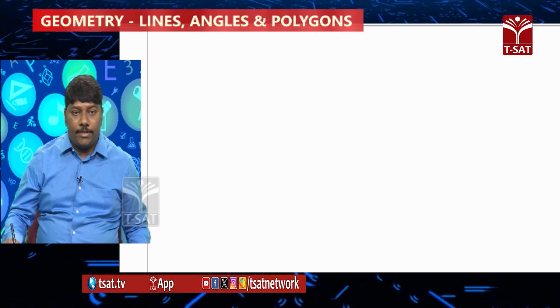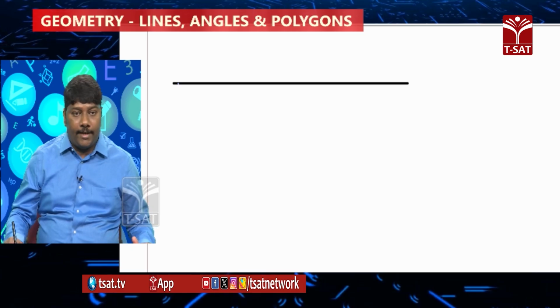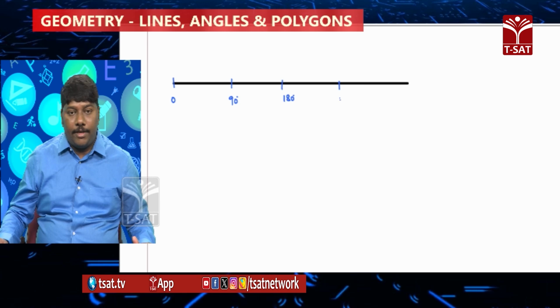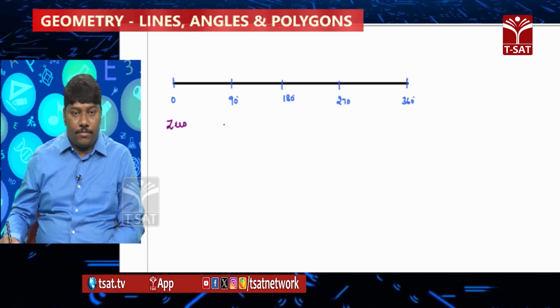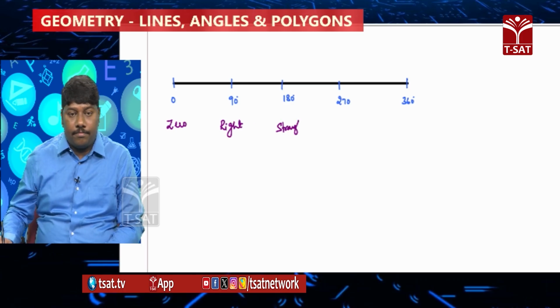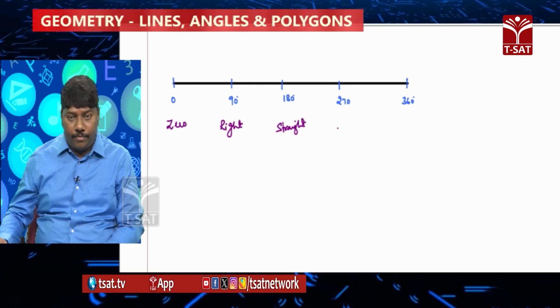Now we'll learn more about the angles. If I take a straight line, to represent the angle, I'm starting with 0, 90 degrees, 180 degrees, 270 degrees, then 360 degrees. First of all, you call it 0 angle, you call it a right angle, we call it a straight angle. Sometimes they'll say angle is 180, sometimes they say straight angle, sometimes they say 90, sometimes they say right angle. Here it is a reflex angle, just call it a reflex angle. 360 is called a complete angle.